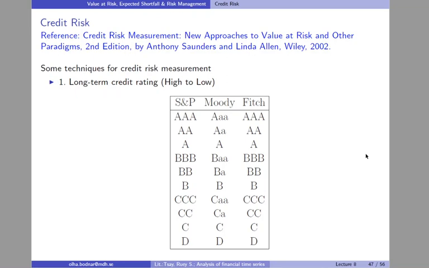Now I'm going to show some techniques for credit risk measurement. First of all is long-term credit rating. It goes from high to low. Standard & Poor's does it like this. Moody's does it like this. And Fitch does it the same way as Standard & Poor's does. These are the three main qualification agencies.